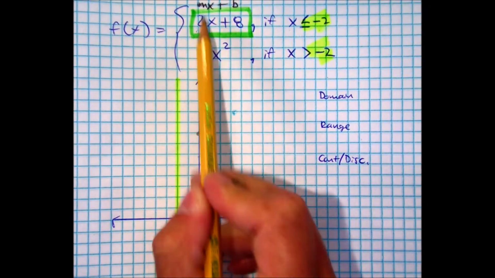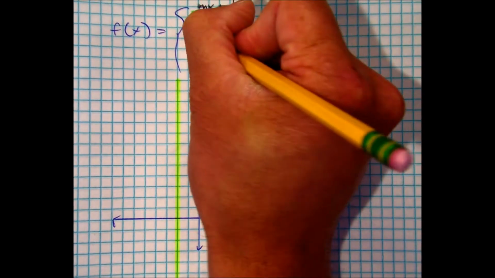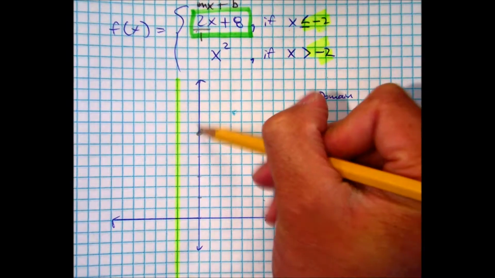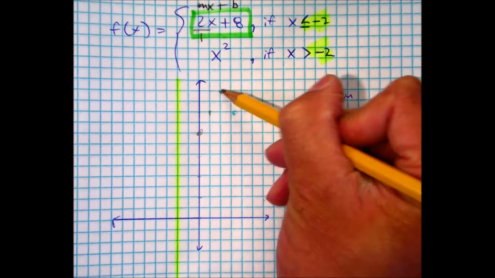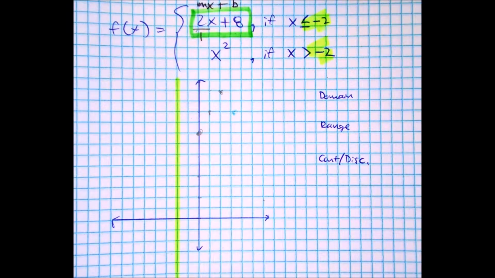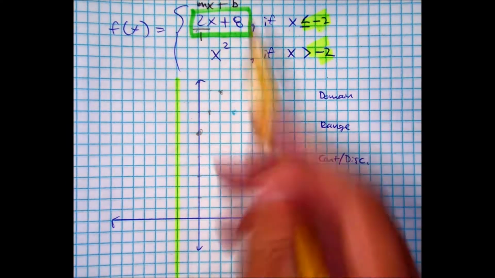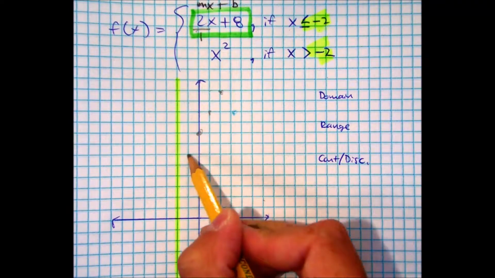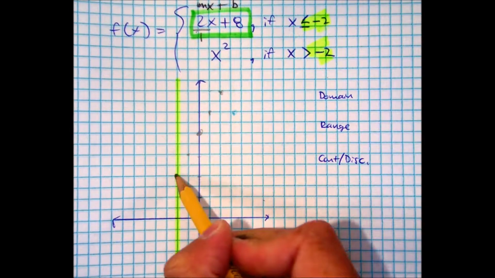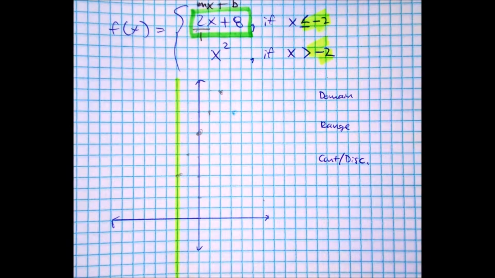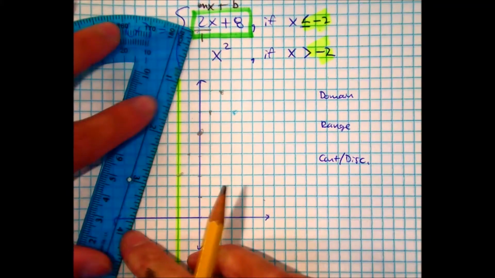I have 2 as my slope, so rise over run is 2 over 1. Rise of 2, run of 1. Remember, if you have to go backwards, which you want to go towards that yellow line, this would be negative 2 over negative 1. Down to left 1. I'm going to use my straight edge.